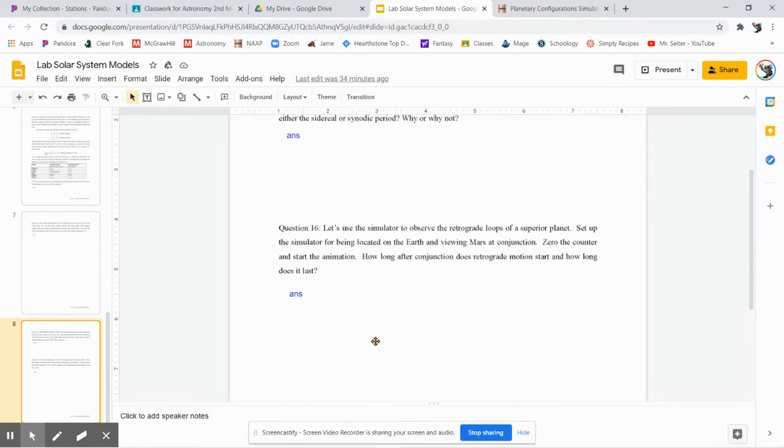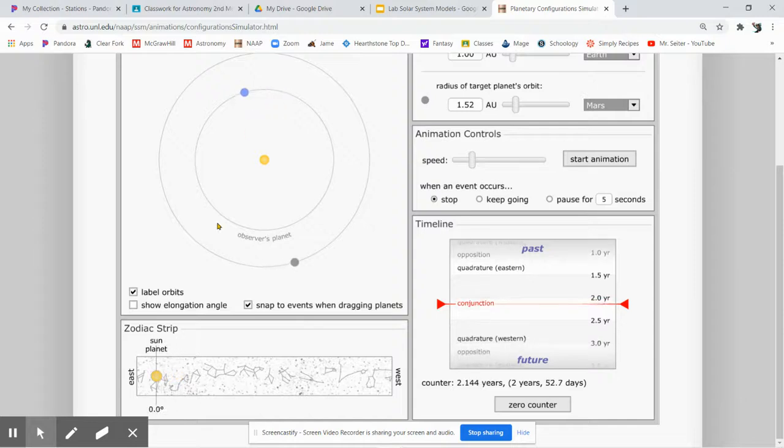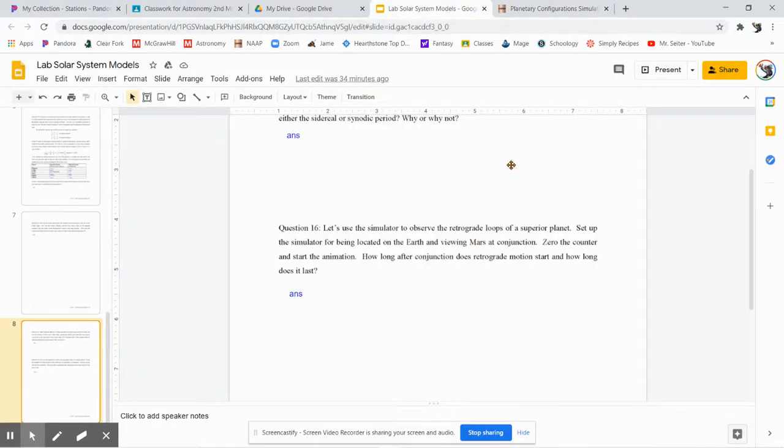Let's use the simulator to observe the retrograde loops of a superior planet. Set up the simulator for being located on the Earth and viewing Mars. We're already there at conjunction, so let's put them at conjunction. Boom. There's conjunction. Set up the simulator, Earth, Mars, zero the counter, and start the animation. How long after conjunction does retrograde motion start, and how long does it last? That's great. So let's take a look.